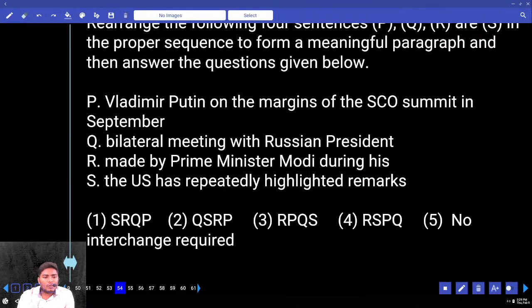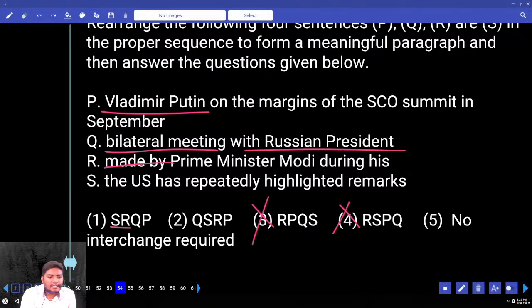Again, how many options are out? Vladimir Putin, is that noun form or not? We can use it in the beginning. Bilateral meeting with the Russian president, we can also use in the beginning. Made by, what is made by? We don't know what is made by. So we can immediately eliminate which options here? Third one is out, fourth one is out. Now the remaining ones are SR or QS. Tell me your answer.